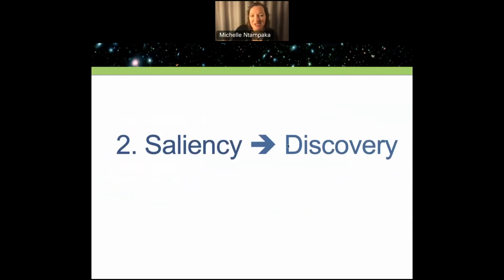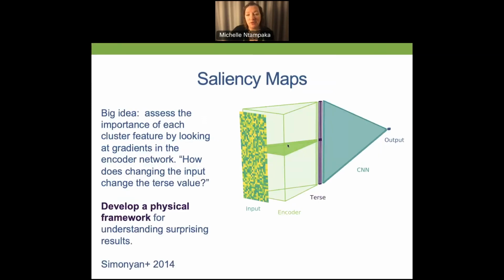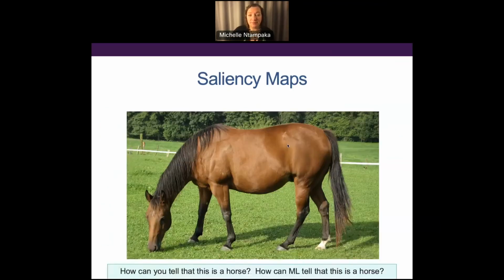Now let's ask the question about machine learning for discovery. We're going to look at saliency as a tool for leading to discovery. The big idea here is we're going to assess the importance of each cluster feature by looking at gradients in the encoder network. We're going to ask, how does changing the input value change the terse value? And this will help us to develop a physical framework for understanding surprising results.